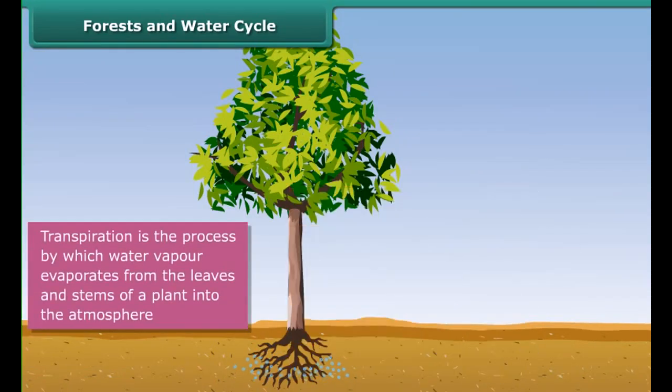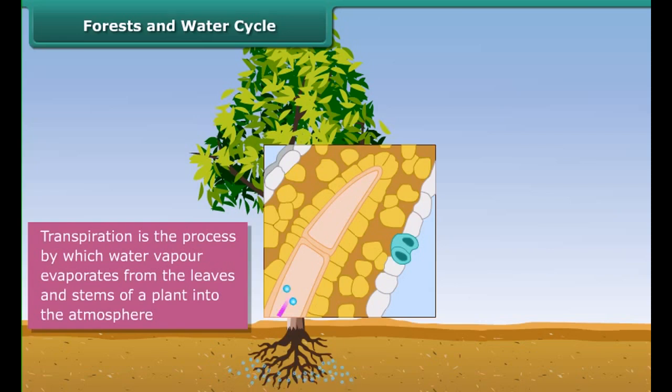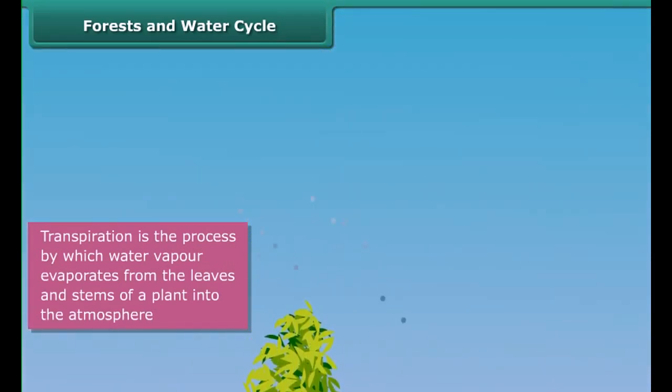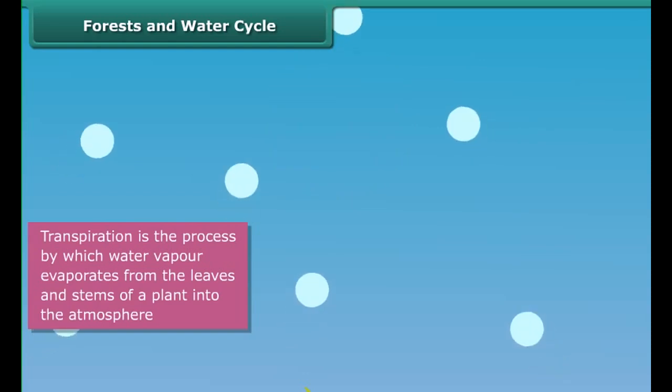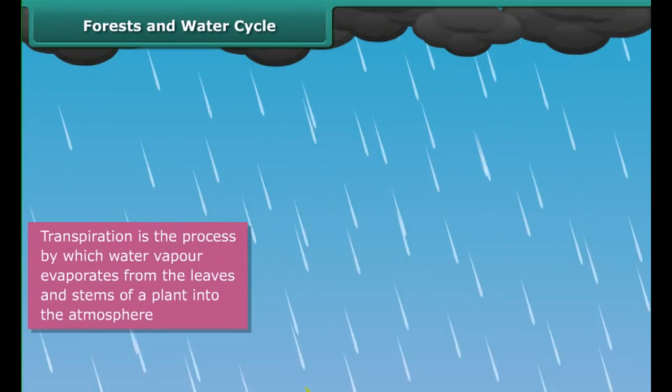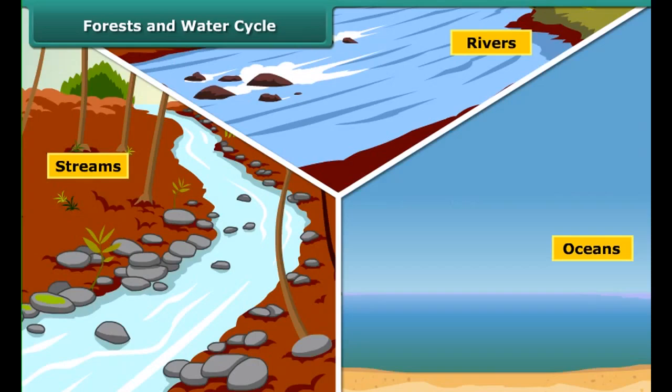Transpiration is the process by which water vapor evaporates from the leaves and stems of a plant into the atmosphere. It then rises up in the air. When it comes in contact with a cooler surface, it condenses and forms clouds. When the water droplets in the clouds become heavy, they fall down as rain. The rainwater flows into streams, rivers and oceans, thereby completing the water cycle.